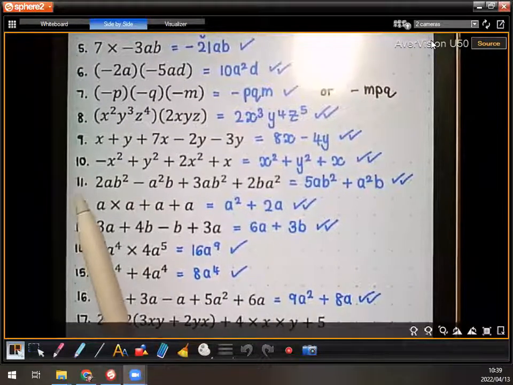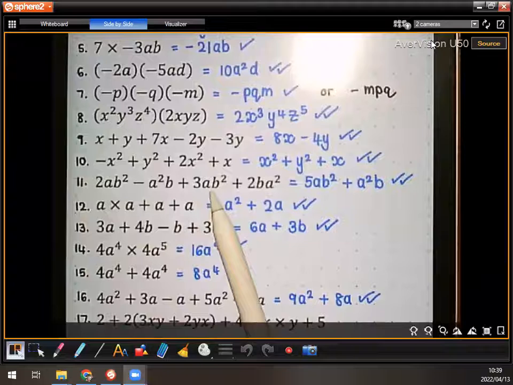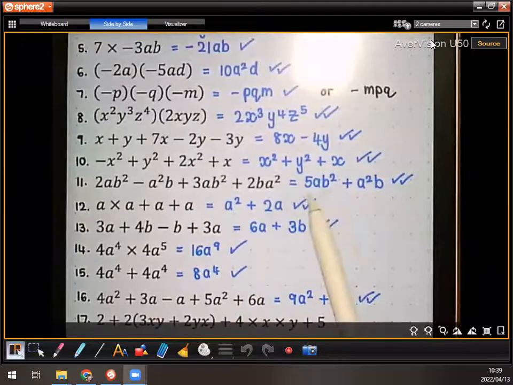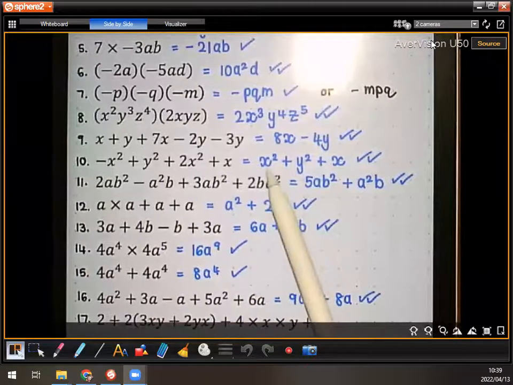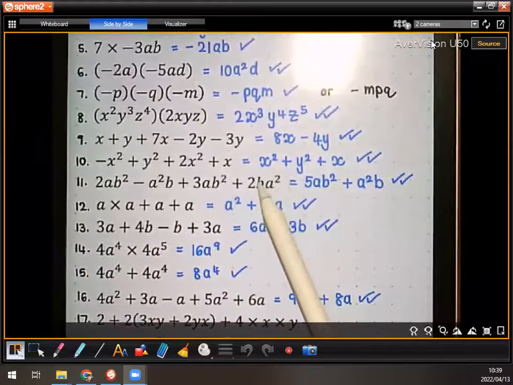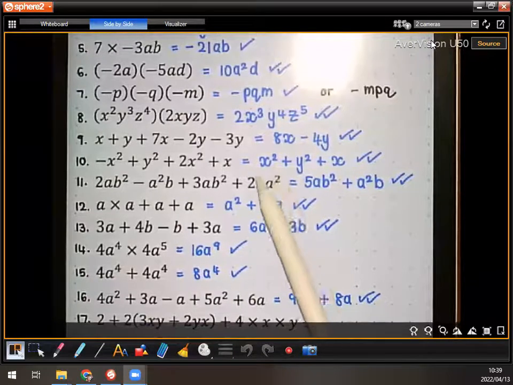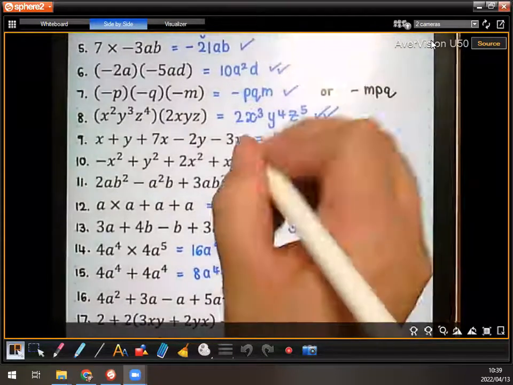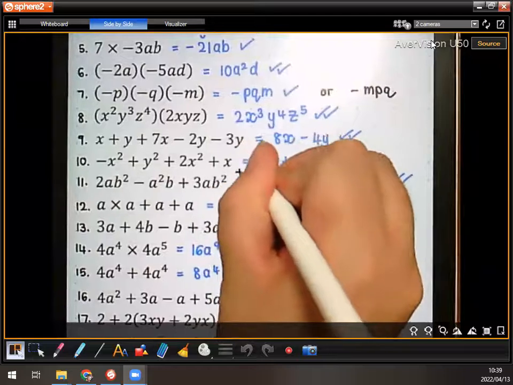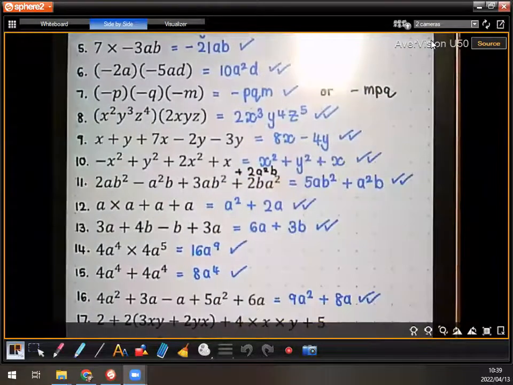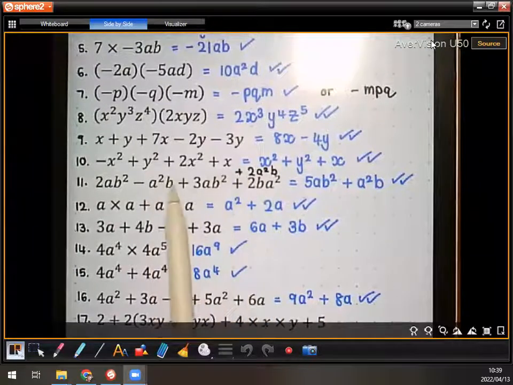For the next one, 2ab squared plus 3ab squared is 5ab squared. And guys, this is one where they're trying to trick you, right? ba squared. You see that this is in incorrect order. This is actually supposed to be 2a squared b, yes. In which case this and that one, those are like terms. So you can add those together.